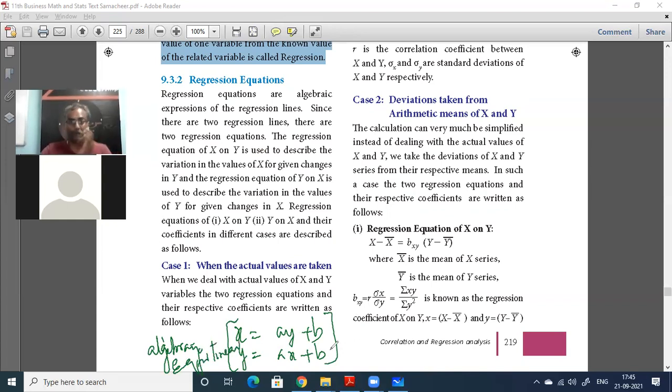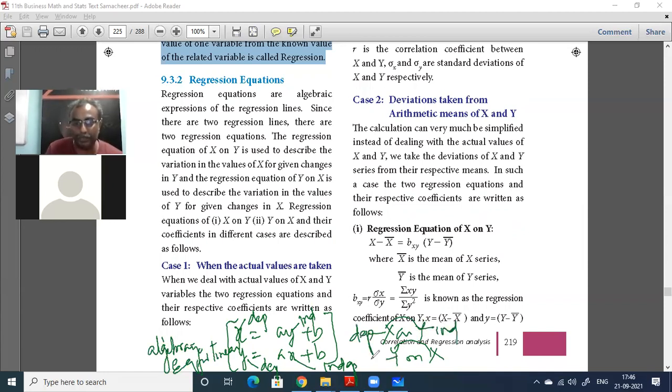Same thing you have for regression. The only thing is, x is the dependent variable and y is the independent variable. You understand? Or if it is y on x, y is the dependent variable and x is the independent variable. I told you, y on x means y is dependent on x. X on y means x is dependent on y. This is the dependent variable. This is the independent variable.